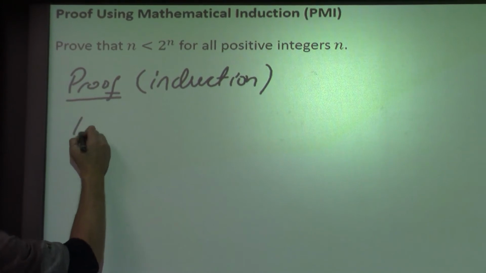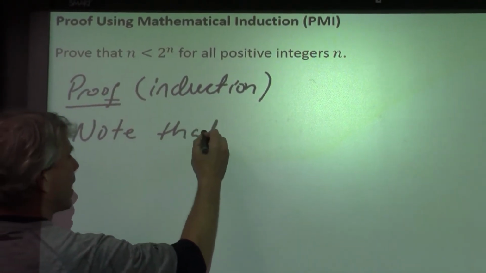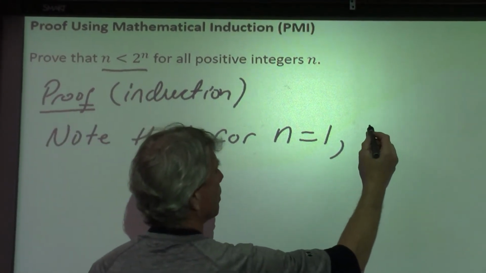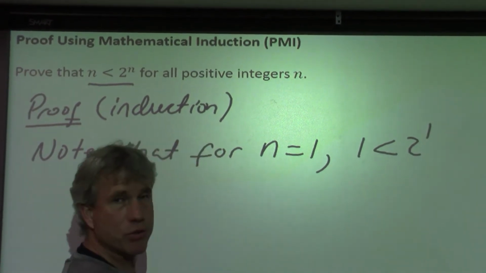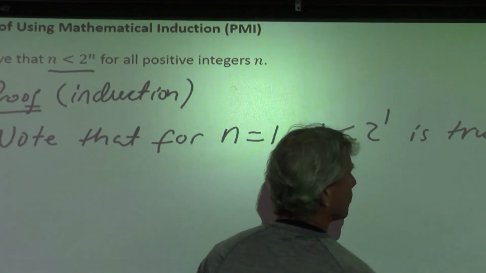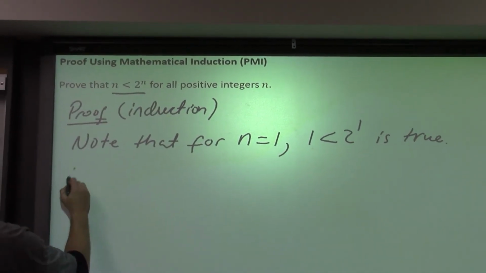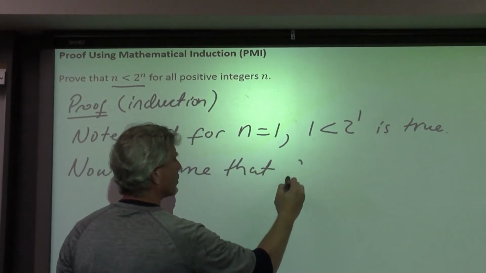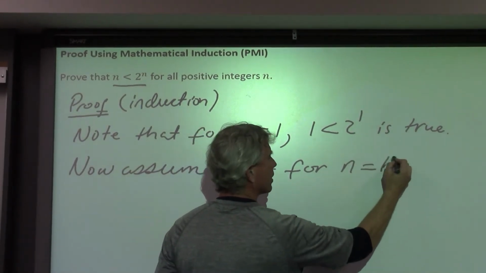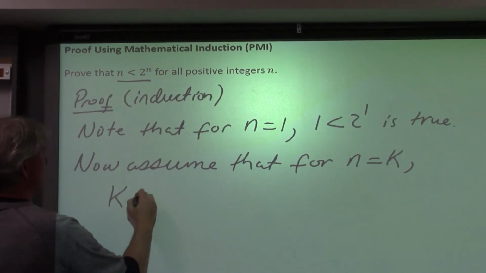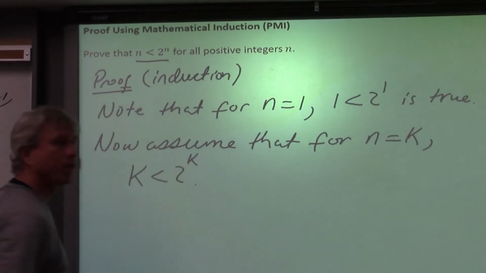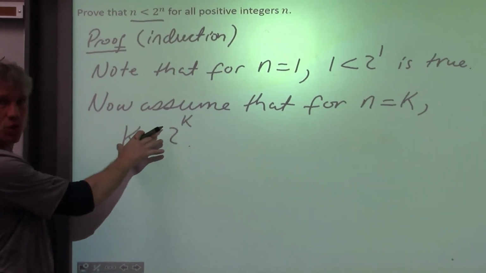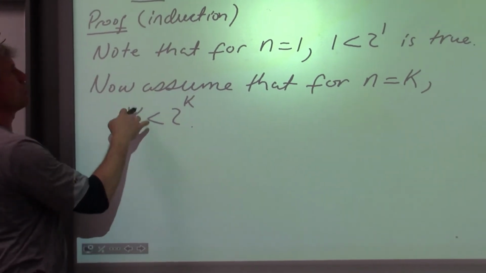So note that for n equal 1, here's the claim. Note that for n equal 1, 1 is less than 2 to the 1 is true. That's true, right? Now, assume that for n equals k, assume that k is less than 2 to the k. There's step 2 in the induction process. Now step 3 will be to let n equal k plus 1 and show that given our assumption, k plus 1 must be less than 2 to the k plus 1.